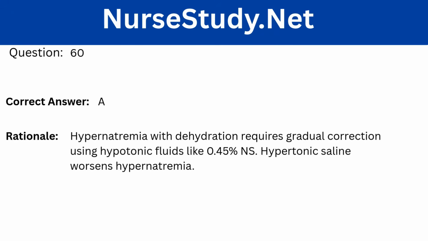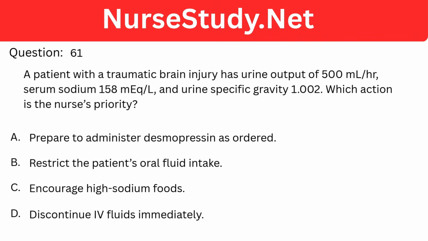Correct answer: A. Rationale: Hypernatremia with dehydration requires gradual correction using hypotonic fluids like 0.45% NS. Hypertonic saline worsens hypernatremia.